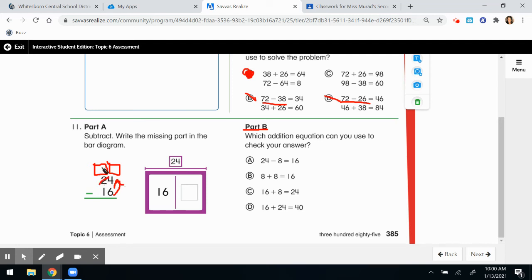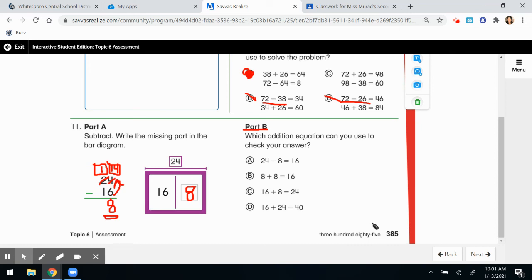2 becomes a 1, 4 becomes 14. 14 minus 6 is 8, and 1 minus 1 is 0. So our answer is 8. That's the missing part. We're going to write 8 in here.